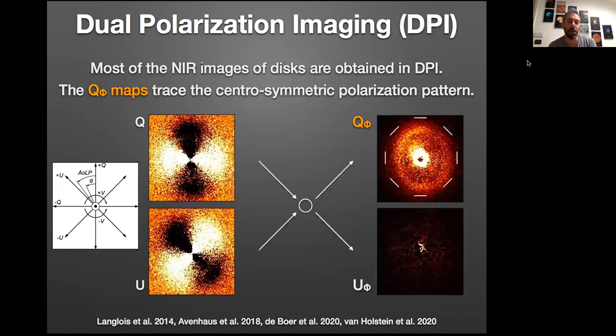Most of the images that you are used to seeing from VLT SPHERE are obtained in polarized light. That is a very good method to trace scattered light from disks, and in particular what you see most of the time are so-called Q-phi maps. It's an algebraic trick to obtain the centro-symmetric pattern of the polarization, which is most of the scattered light that we expect from protoplanetary disks that are certainly illuminated by the star.